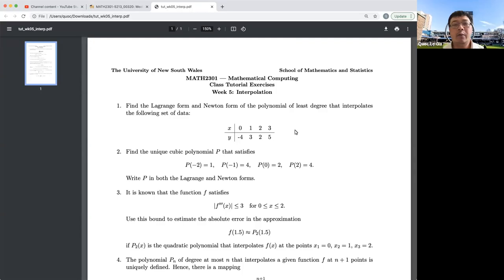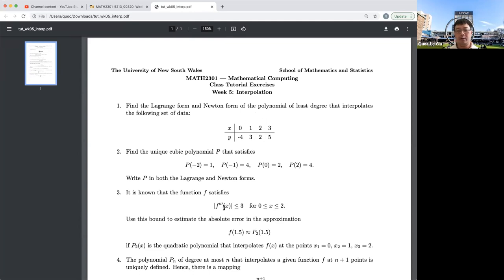Okay, good afternoon, everyone. So this is the week 5 tutorial on interpolation. So how do we find the Lagrange form and the Newton form of the polynomial? In this case, we have 4 points, so you have degree 3 polynomials that interpolate this data set. Okay.